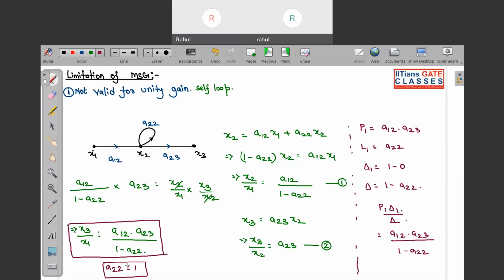You can see that once we have this transfer function, what happens if A22 becomes 1? A22 is your self loop. Now if your self loop becomes 1, this whole transfer function will be undefined because this will become infinite. So that is why in Mason gain formula, if we have a self loop with unity gain, we immediately remove it for calculating the transfer function, because your SFG is invalid for a self loop with unity gain. So remember this, your SFG is invalid for self loop with unity gain.